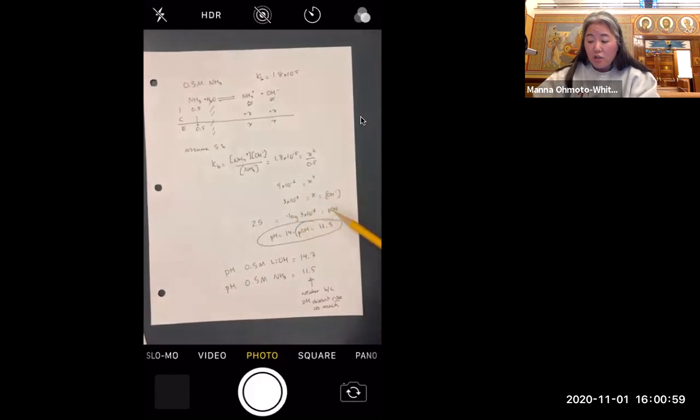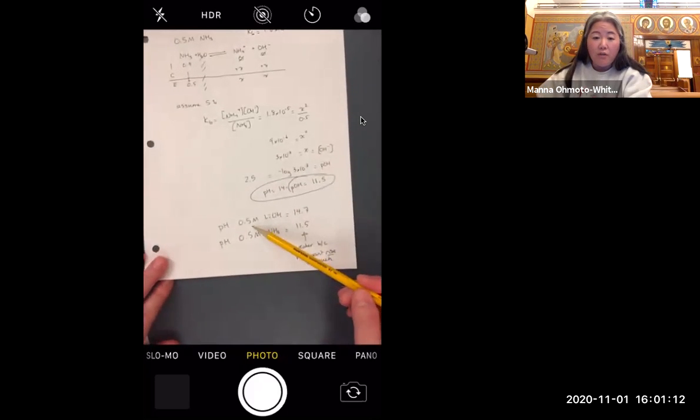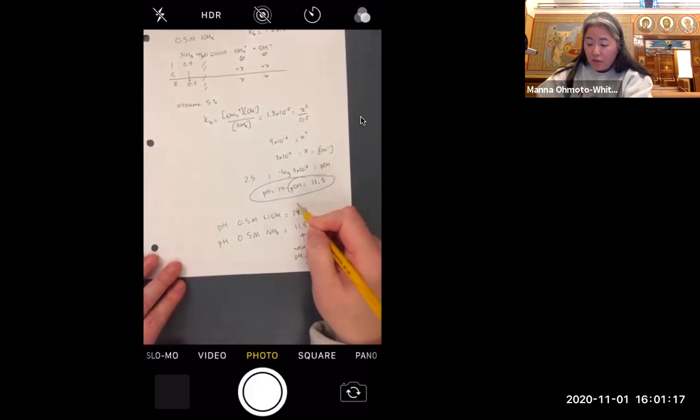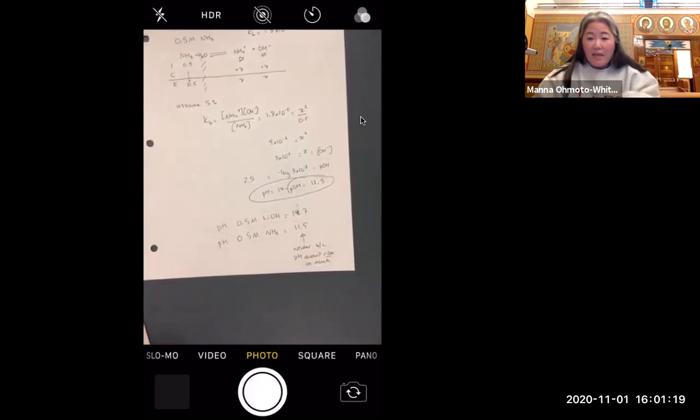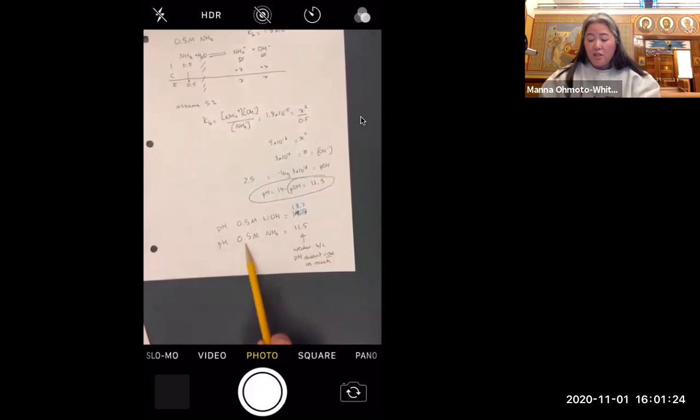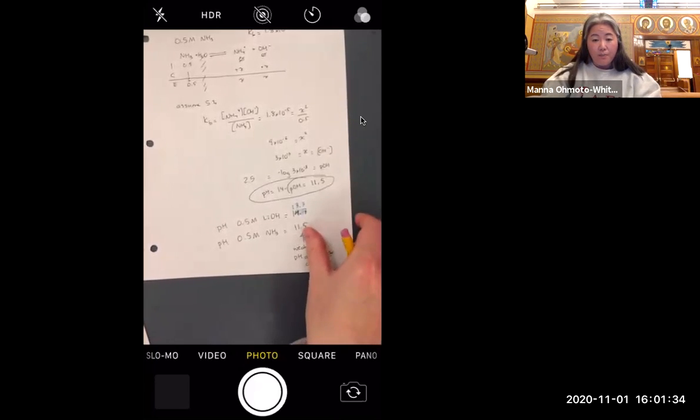My pOH, which will be the negative log of that, will be 2.5. And my pH will be 14 minus that pOH, which is 11.5. So again, if I'm looking at the difference, a 0.5 molar solution of lithium hydroxide will cause my pH to increase to 13.7, whereas my 0.5 molar solution of ammonia would cause my pH to rise only to 11.5. So again, it's weaker because the pH doesn't rise as much.